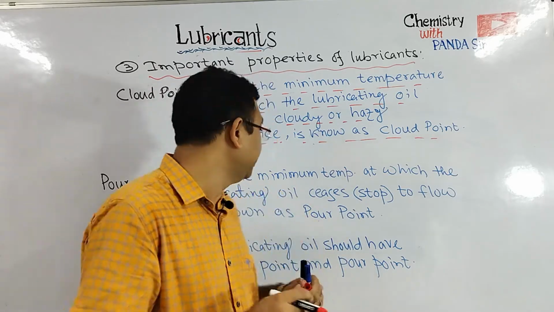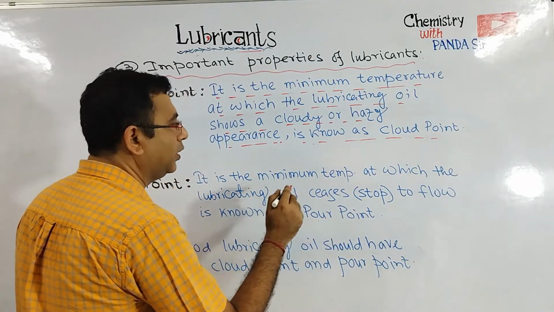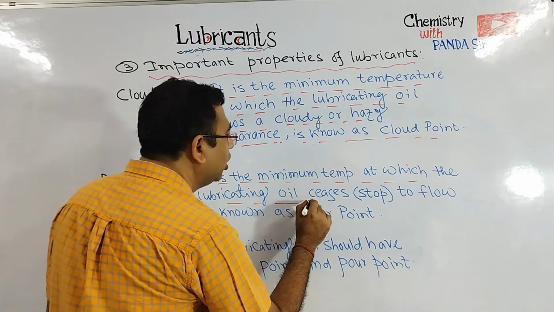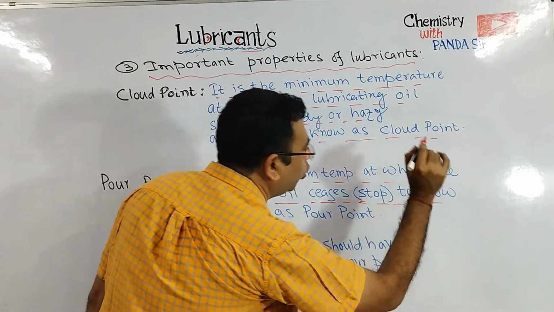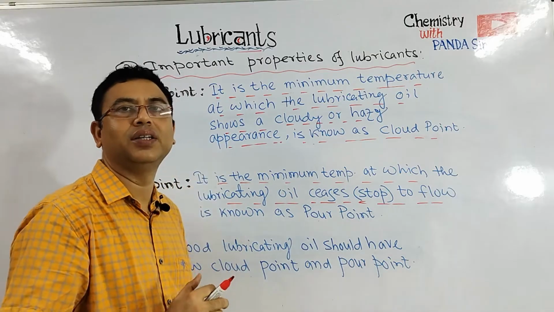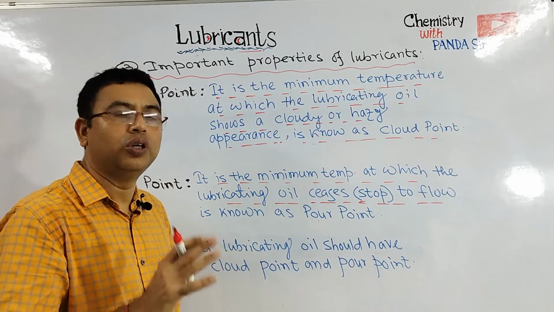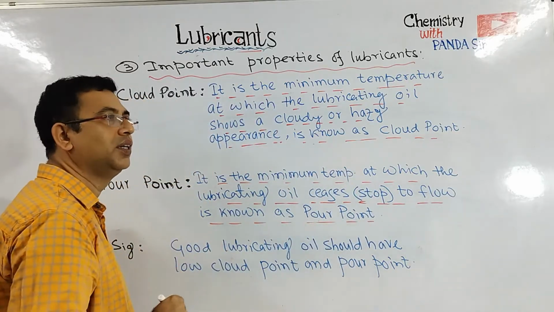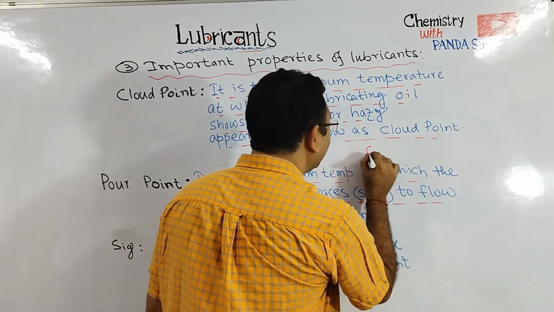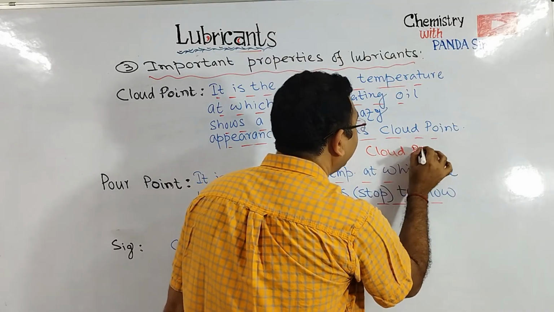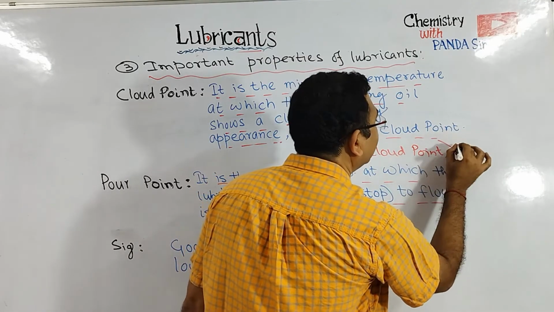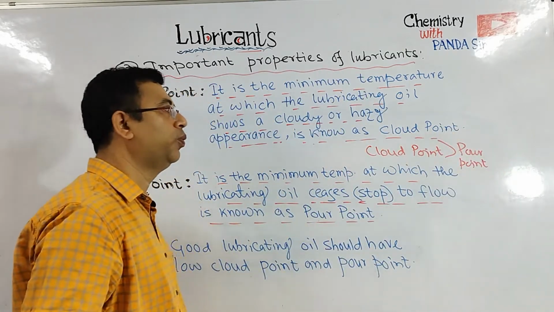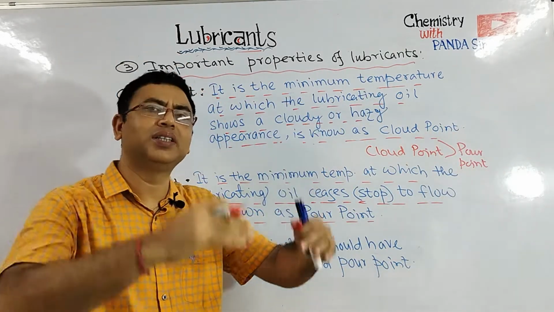But what will happen if I further reduce the temperature? The lubricating oil will cease to flow. It will solidify. It will stop flowing, which is not desirable. That temperature is known as the pour point. So which one is higher? Obviously the cloud point is higher than the pour point, because you are slowly decreasing the temperature.